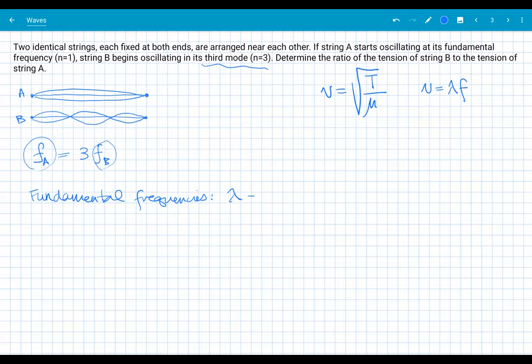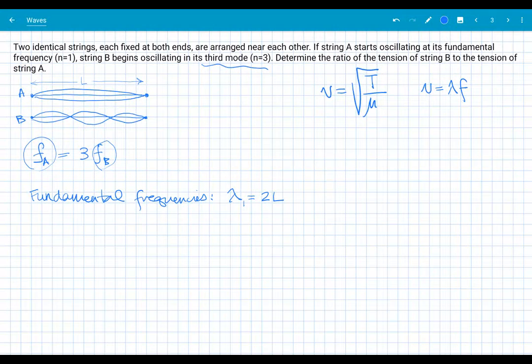Lambda is equal to, now let's say this has some string length L. We're not given that L, but we can call it L right now, and we know that the two strings have the same length. So for the fundamental frequencies, the wavelength is equal to 2L. That's always going to be true, right? Because the fundamental is this mode that has one loop, which string A is depicting there in its fundamental frequency. So that's half a wavelength every time.